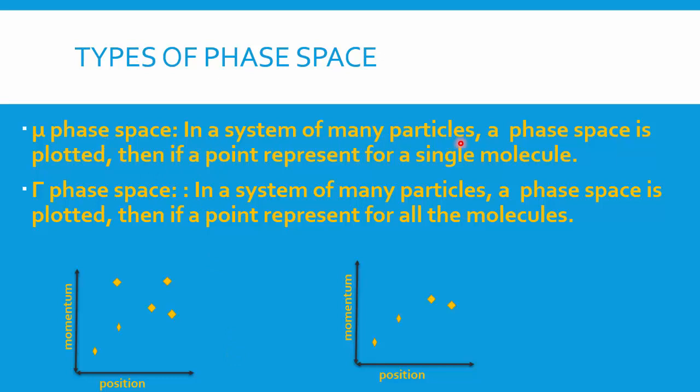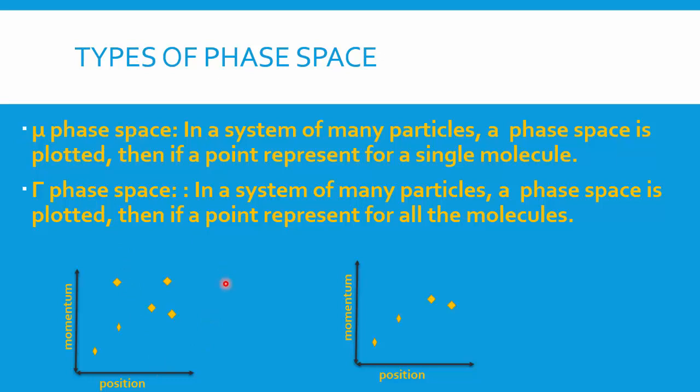In a system of many particles, a phase space is plotted, and if a point represents a single molecule, that means, let us say you have six particles in a container, for every particle there will be a value of x and a value of px. When you plot that, each point in this graph or phase space will give information about that particle. So if you have six particles, you will have six points on the phase space. If this is the case, we say mu phase space.